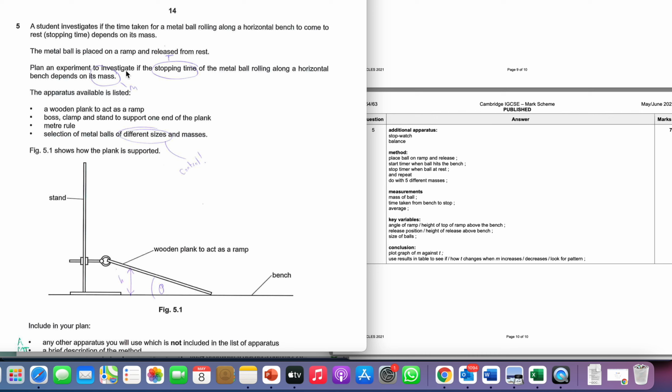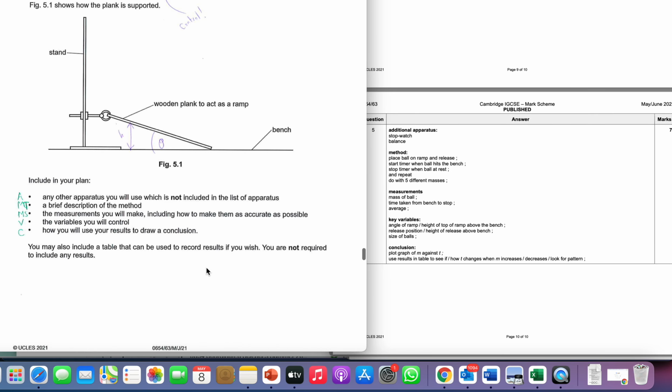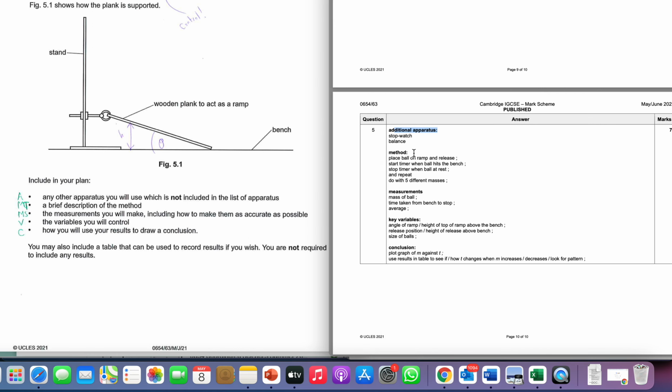So we want to know if the time taken for a metal ball rolling along a horizontal bench to come to a rest depends on its mass. So we're going to change the mass and measure the time. You've got to plan an experiment and you're given some apparatus, and you're shown how it's set up, and then you're told what to include. I'm not reading the question because I think everyone can do that themselves, but I'm going to highlight the things you need to do. Apparatus, and again, notice in our mark scheme we've got something about apparatus. A description of the method, M, T, measurements, and then variables, V, and then conclusion, C.